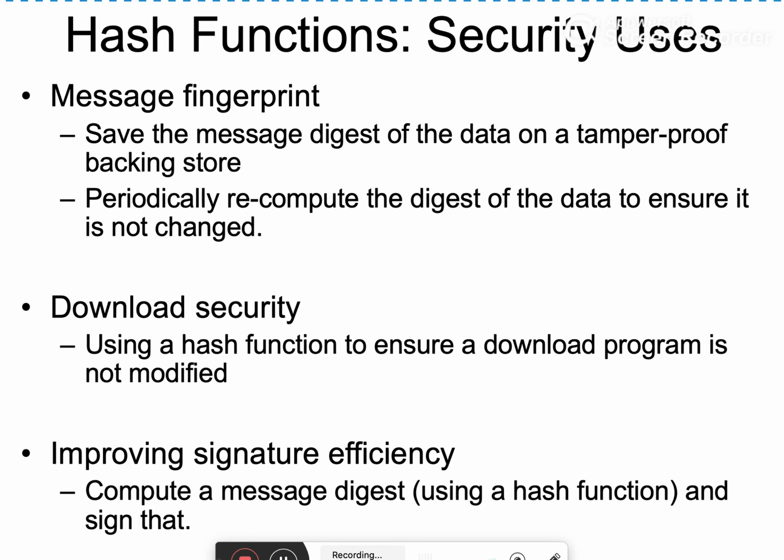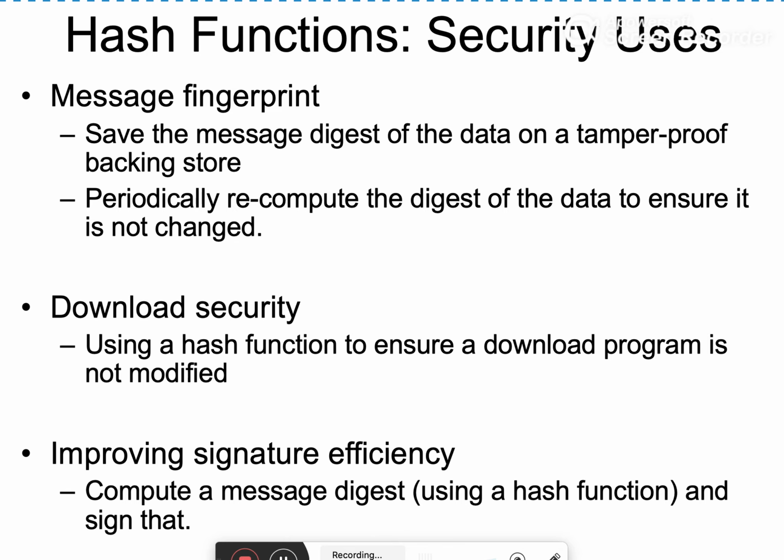Okay, message fingerprinting. Message fingerprinting is used for finding out any tampering in the message later on. If somebody tampers with the message later on, you can find out by comparing the tampered message's hash with the stored hash, and it can easily be found out that the message is tampered. So message fingerprints are used for that purpose. We save the message digest of the data on a tamper-proof backing store.